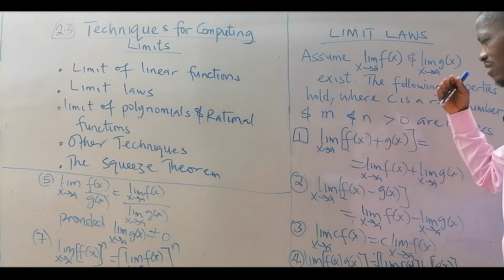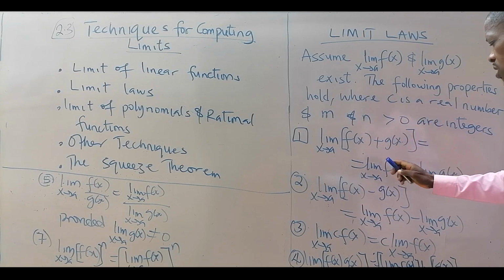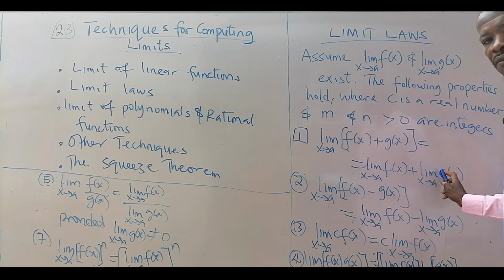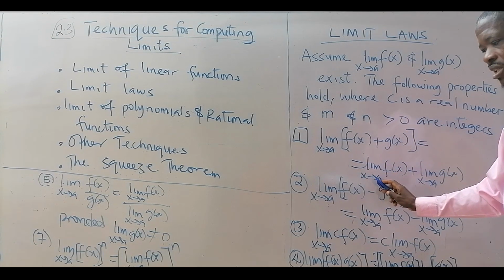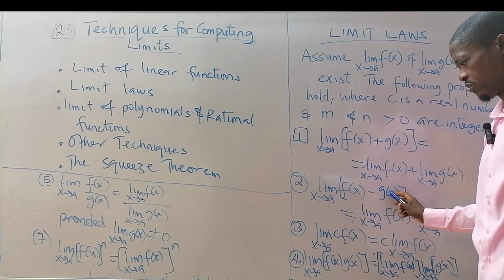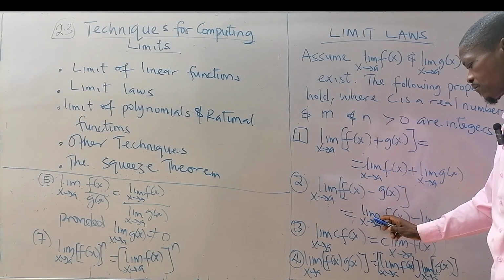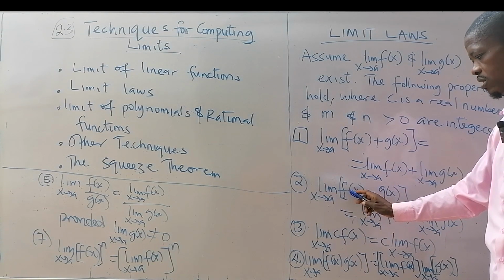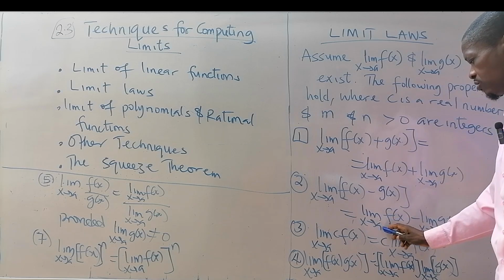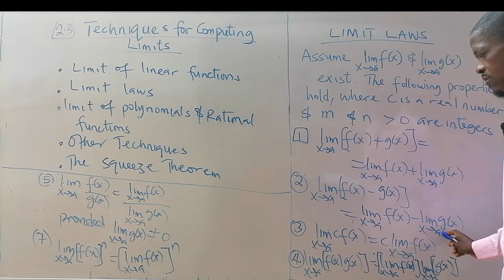The first one is the limit of a sum of functions, which will be equal to the limit of each of those functions as x tends to a. The limit of a difference of functions as x tends to a will be equal to the limit of f of x as x tends to a minus the limit of g of x as x tends to a.